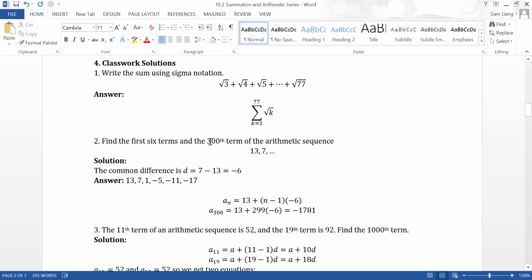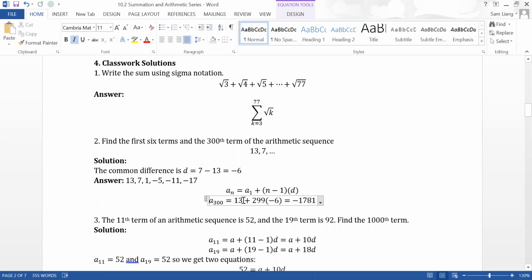And then they also want to find the 300th term. So if you remember the formula, a sub n is equal to a sub 1, the first number, plus n minus 1 times d. Okay, so in this case, a of 300 is going to be 13, which is the first number, plus 299, which is 300 minus 1, times -6, and if you calculate that, you're going to get -1781.